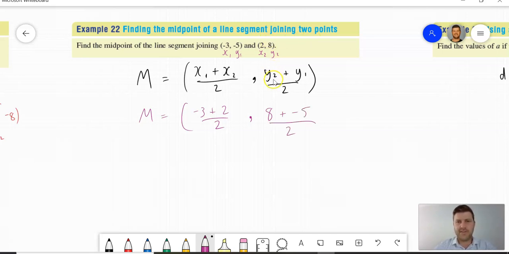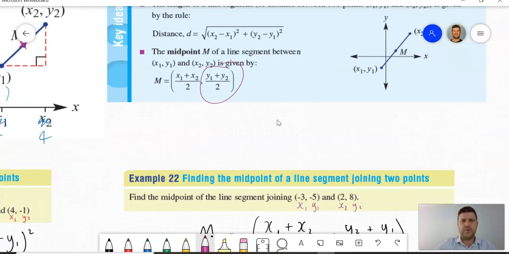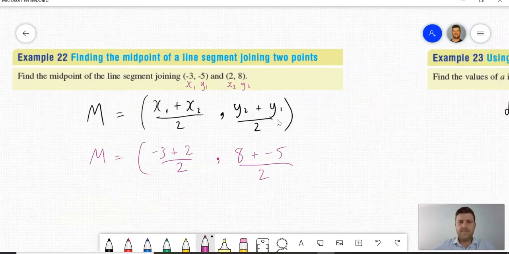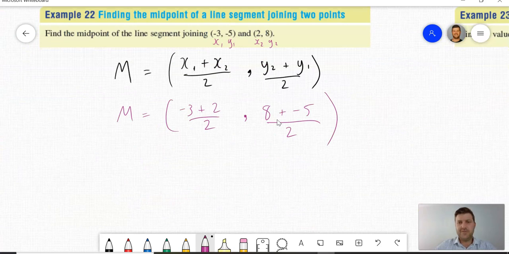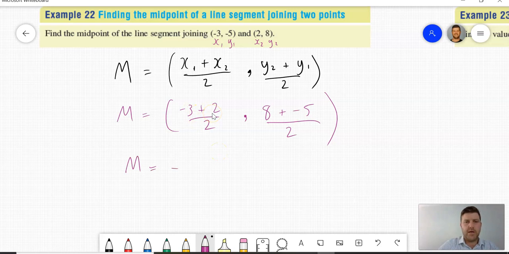The actual formula, guys, is actually y1 plus y2. But again, it doesn't matter because you're just adding those 2 numbers together anyway, so we'll still get the right answer. So if you see in the textbook, it is y1 plus y2. My bad. Not worthy of restarting the video, that's for sure. Anyway, now I'll just go ahead and add those two values on each of the numerators. So m equals minus 3 plus 2, which is minus 1, over 2, and 8 plus negative 5, that becomes 8 take 5, which is 3, again over 2.